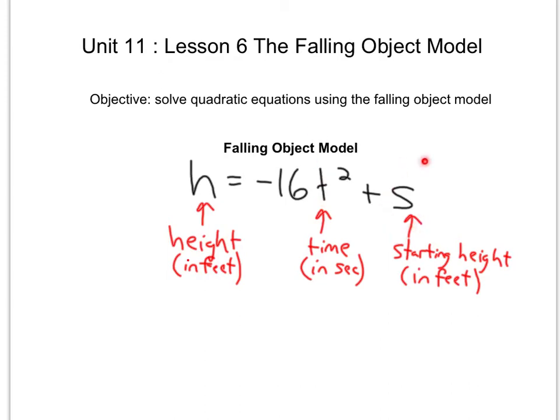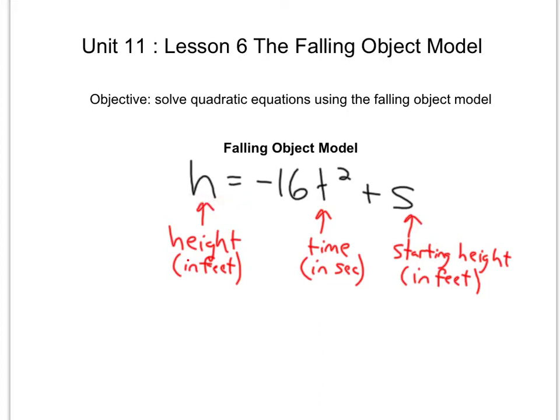And then this s is the starting height. Okay, the height that the object actually starts at when it's dropped. Okay, and again, this is for an object that's falling, not an object that's thrown, but an object that's been dropped or has started with no velocity, so we haven't thrown it or anything like that.